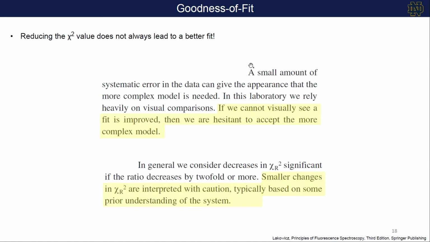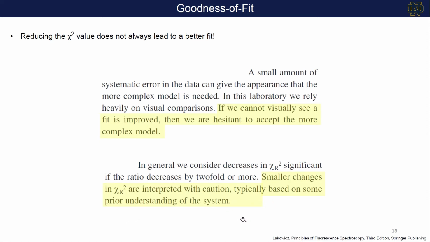So what Lakowicz says in his book is, a small amount of systematic error in the data can give the appearance that the more complex model is needed. In this laboratory, and I think he means literally his laboratory, we rely heavily on visual comparisons. If we cannot visually see a fit is improved, then we are hesitant to accept the more complex model. He goes on to further say, in general, we consider decreases in chi-squared significant if the ratio decreases by twofold or more. Smaller changes in chi-squared are interpreted with caution, typically based on some prior understanding of the system.